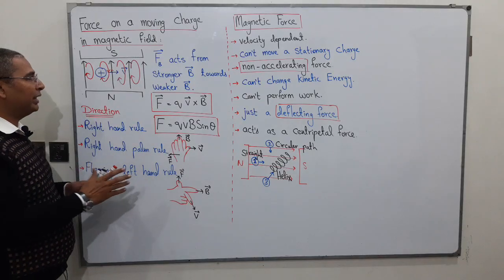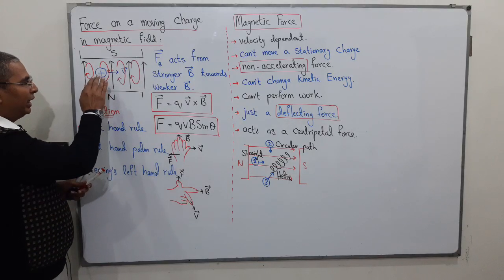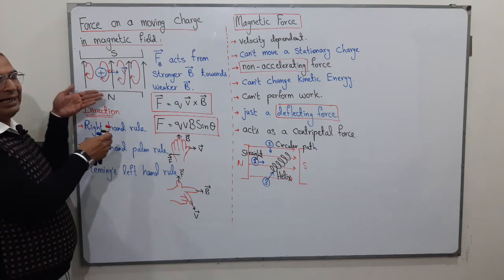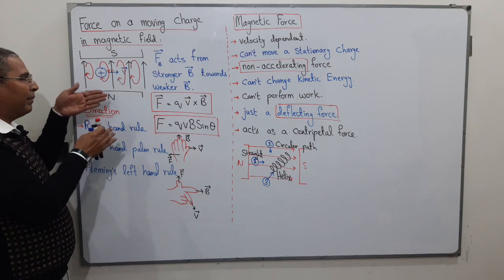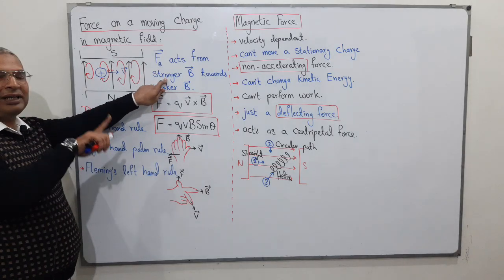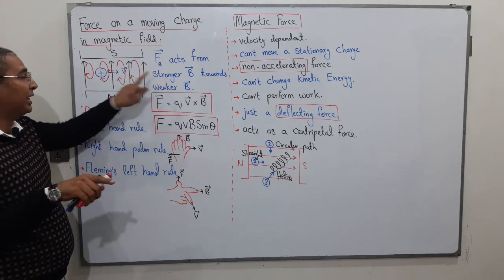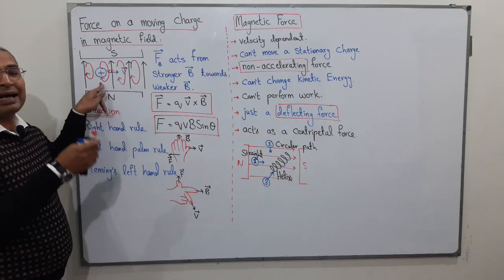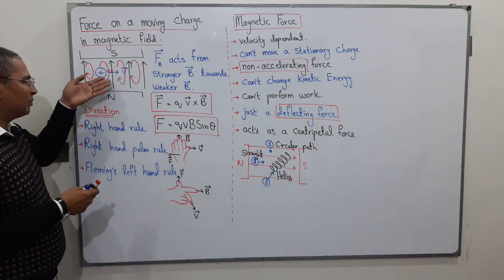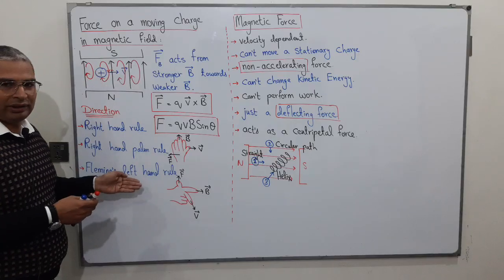Hence, the net magnetic field is weak at the front side of this board and strong at the back side of this board. Therefore, the magnetic force will act from the stronger magnetic field region towards the weaker magnetic field region. Hence, this charge will face a push, a force outside of the board. I will explain the phenomenon with the help of these rules also.